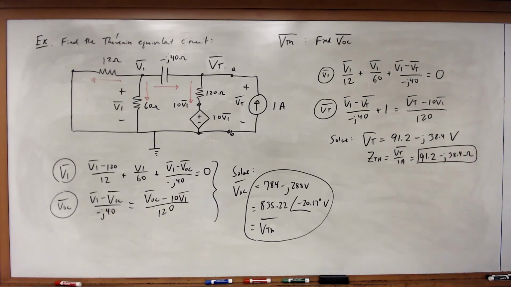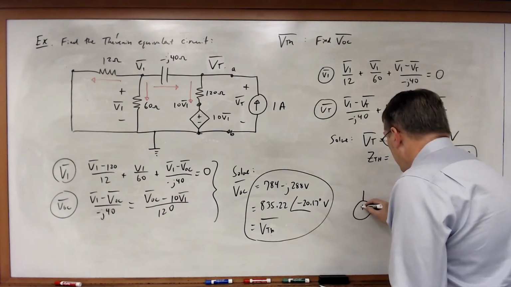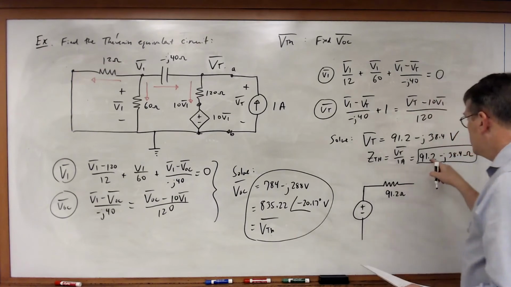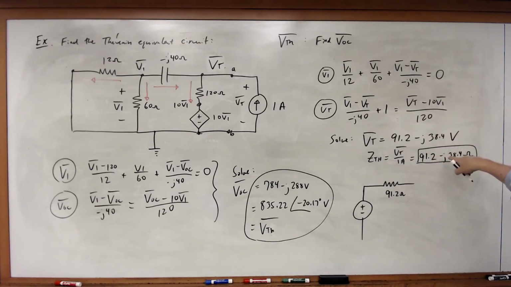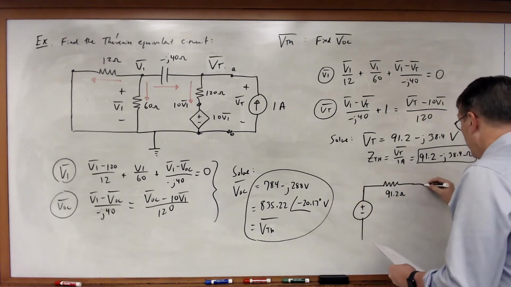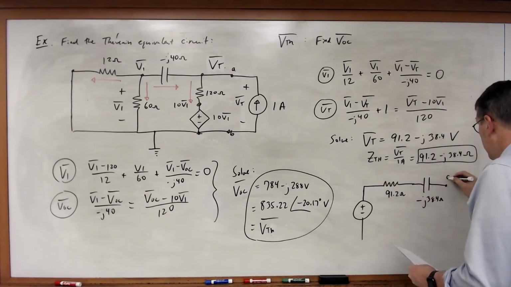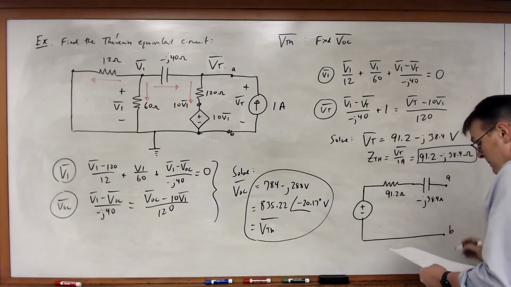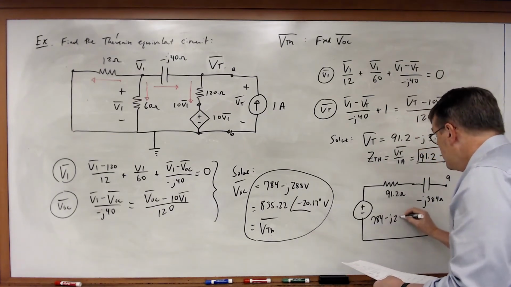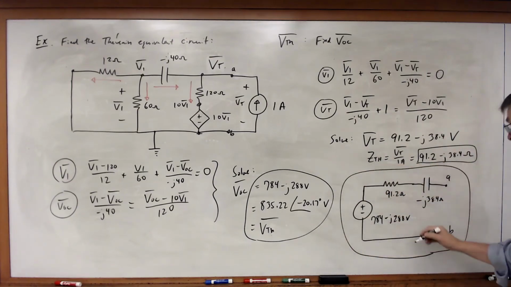So what does this circuit look like when I draw the Thevenin equivalent? It looks like this. It's a 91.2 ohm resistor. That's the real part. The imaginary part is minus J38.4. Because it's negative, it's got to be a capacitor. So that's minus J38.4 ohms. And my voltage source is 784 minus J288 volts. And so here is my Thevenin equivalent circuit in rectangular form.